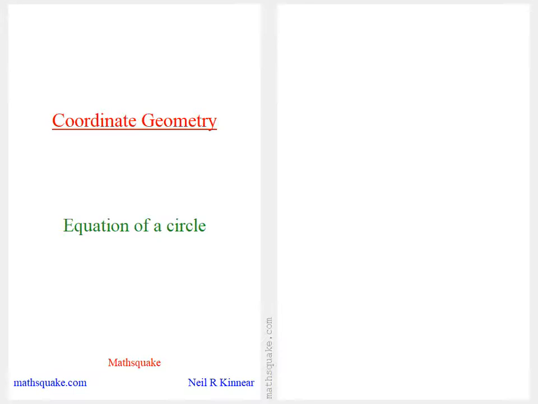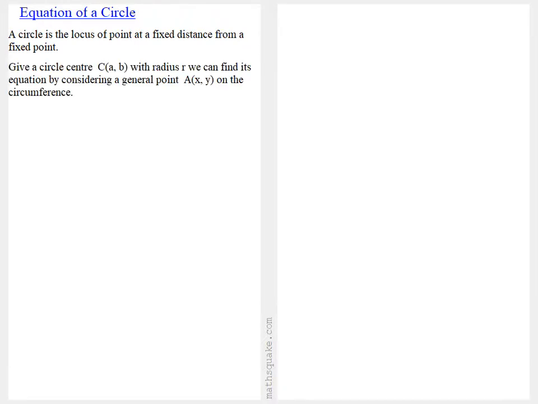Coordinate geometry, the equation of a circle. Equation of a circle. A circle is the locus of a point at a fixed distance from a fixed point. Given a circle centre C at (a, b), with radius r, we can find its equation by considering a general point A at (x, y) on the circumference.